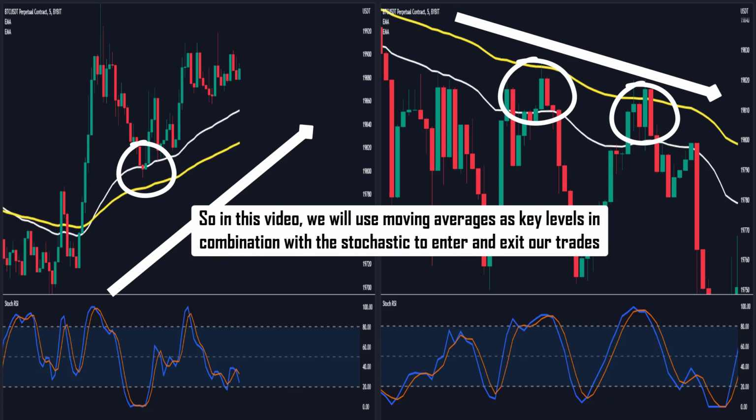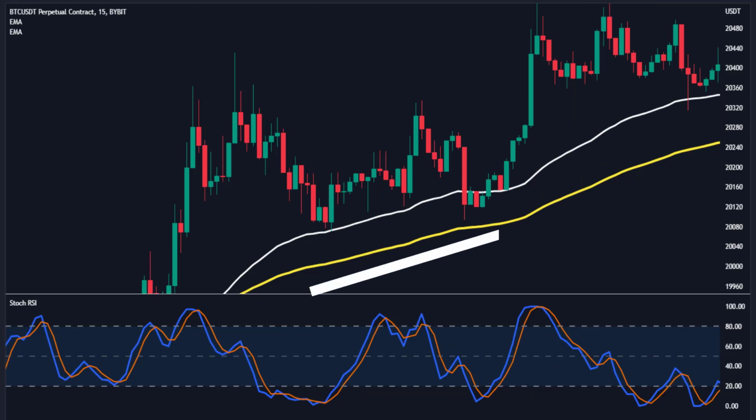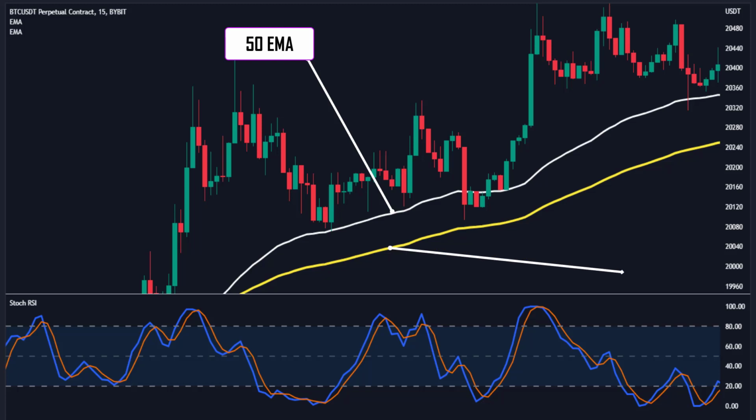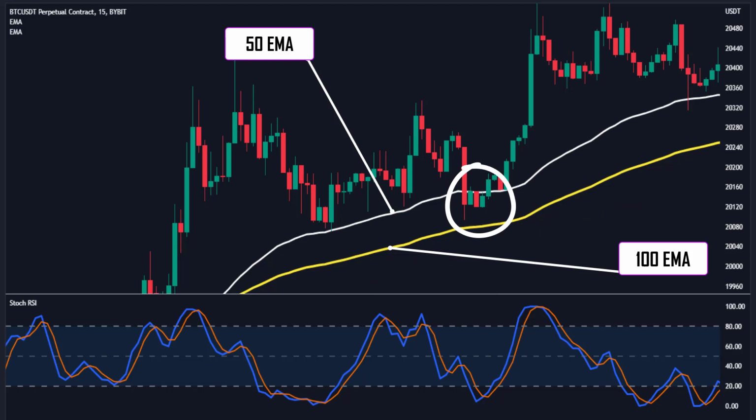So in this video, we will use moving averages as key levels in combination with the stochastic to enter and exit our trades. Here on the chart, the price is in an uptrend. We want the 50 EMA to be above the 100 EMA, and we want both the EMAs to be sloped upwards, and we will wait for the price to pull back to the area between the 50 EMA and 100 EMA.